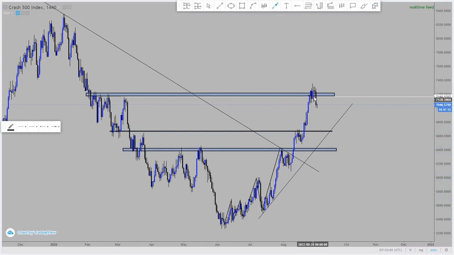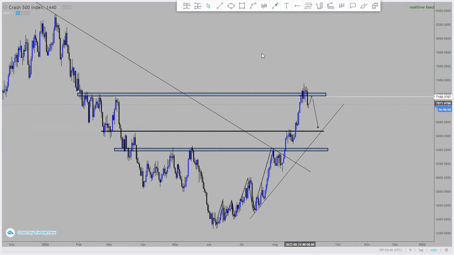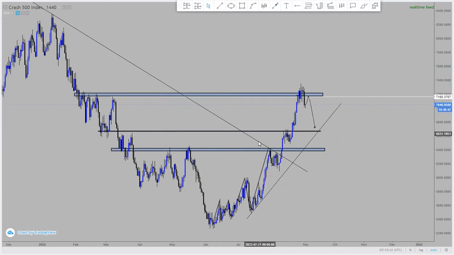So before dropping, I'm expecting price to come back and retest the level because it faked out. If you check, it came into the resistance, faked out there. After the fake out, it came back inside. So I want it to come back and touch, respect that zone, then crash. Can you see it? Yes. Right. So that is what we are looking at on Crash 500.